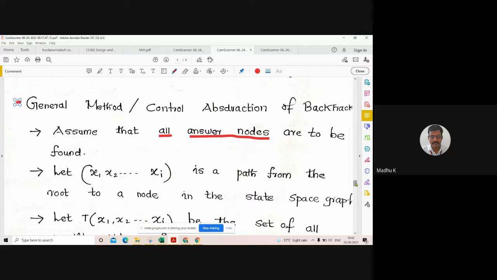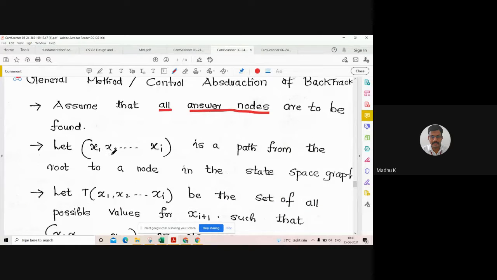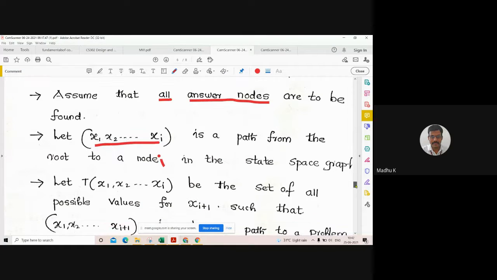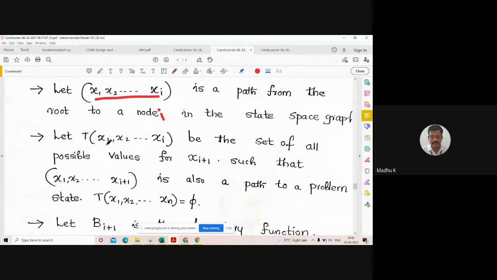Then let x1, x2, etc., xi be a path from the root to a node in the state space graph. Basically, a path from the root to node i in the state space graph. Then let T of x1, x2, etc., xi be the set of all possible values for xi plus 1.